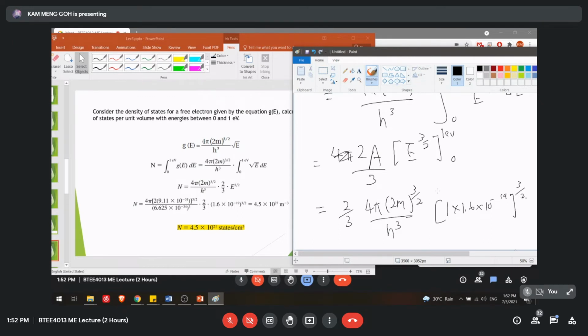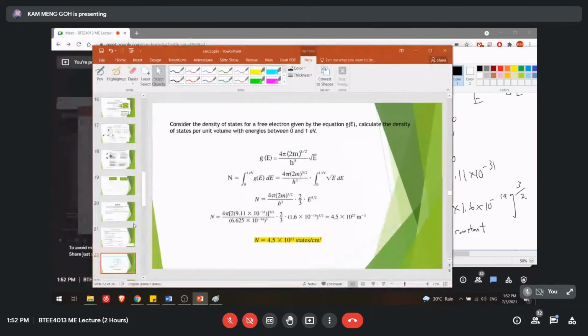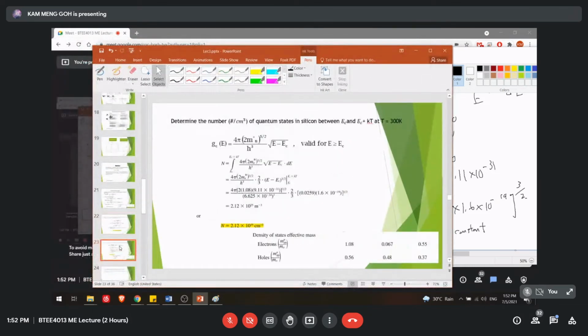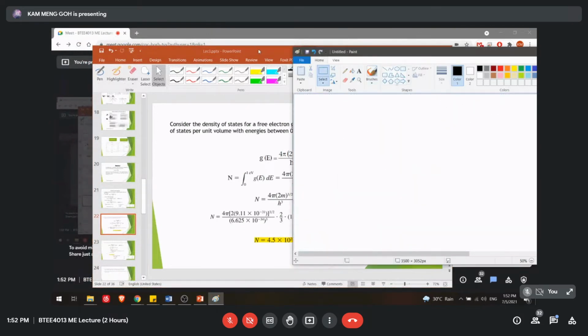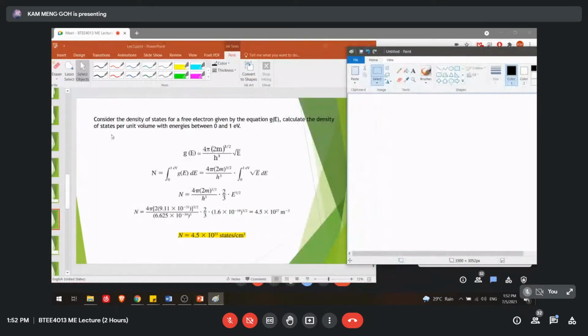So in this case, what is m and what is h? This one is the Planck constant, and m is 9.11 times 10 to the power of -31. All you need to do is replace every single value inside there, then you can get the final answer. So this is the way we do it. Maybe you can try another. Let's say I want you to find the density of states per unit volume between 1 eV and 2 eV. Let's calculate this. It's up to you now.